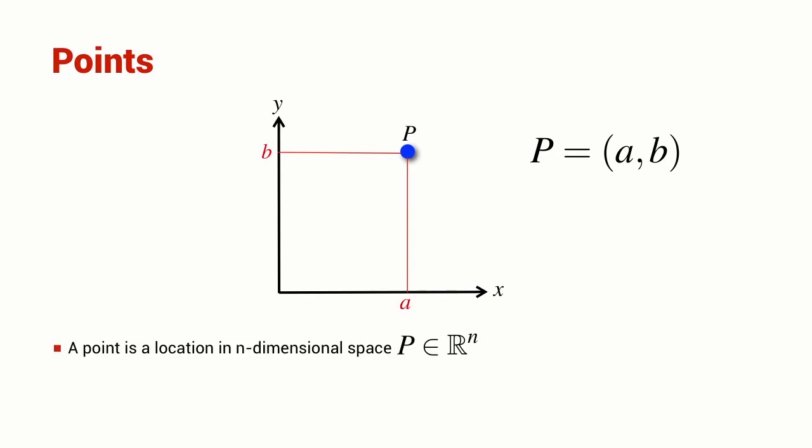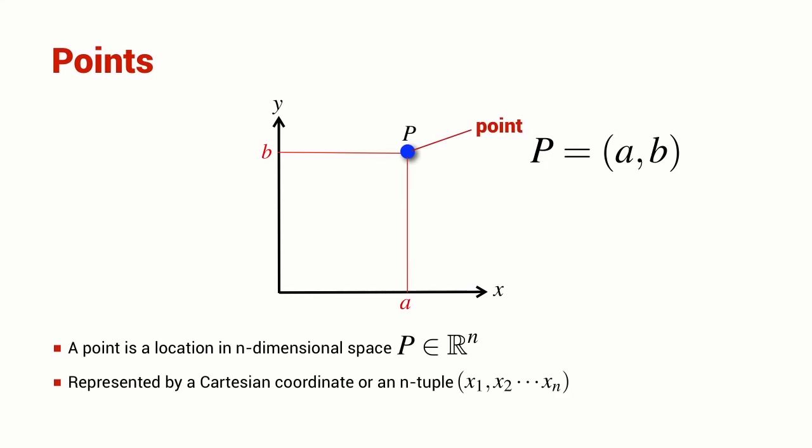A mathematician would say that a point is a location in an n-dimensional space. We would say that the point P is an element of, or belongs to, the set of real numbers to the power of n. In this case it would be R squared. We can represent the point by a Cartesian coordinate. We can also refer to it as an n-tuple. That's a group of n numbers, and we number them from x1, x2, all the way up to xn. Again, in this simple two-dimensional case, n is simply equal to 2.